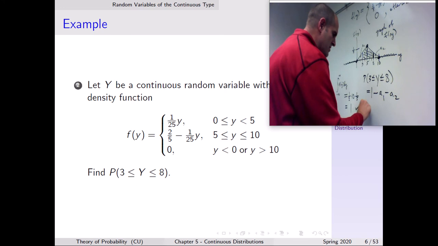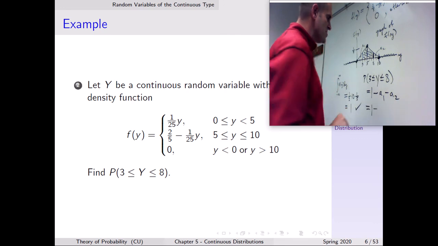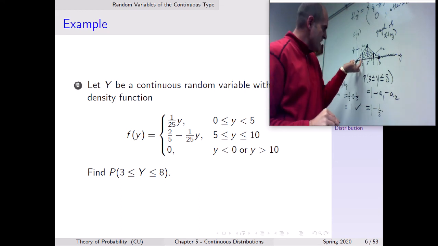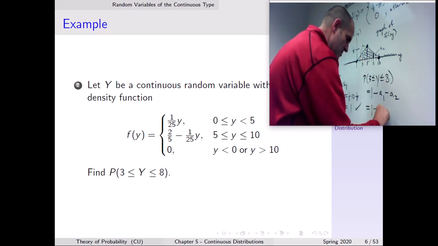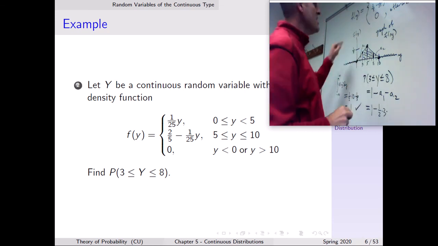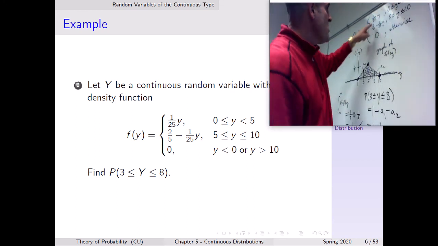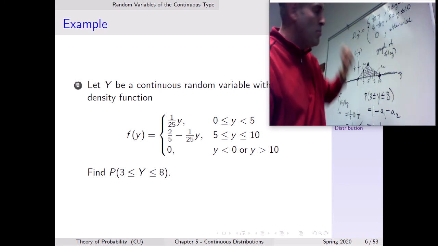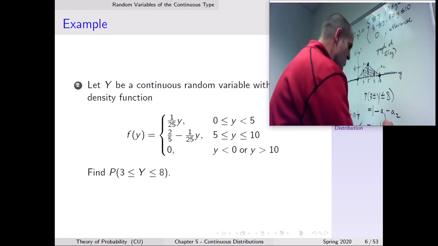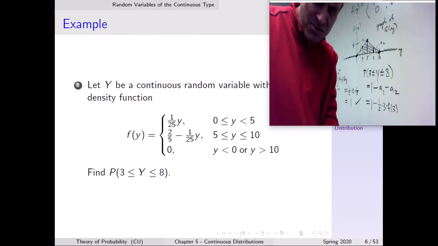And how do I compute A1? Well, it's going to be 1 minus, this is a triangle, so it's going to be 1/2 times the base length of this, that's 3, times the height. To get the height, I need to plug 3 into the density. And which definition do I use? Well, if y is 3, I use the top one. So it's times f of 3. We'll just write f of 3 here temporarily.